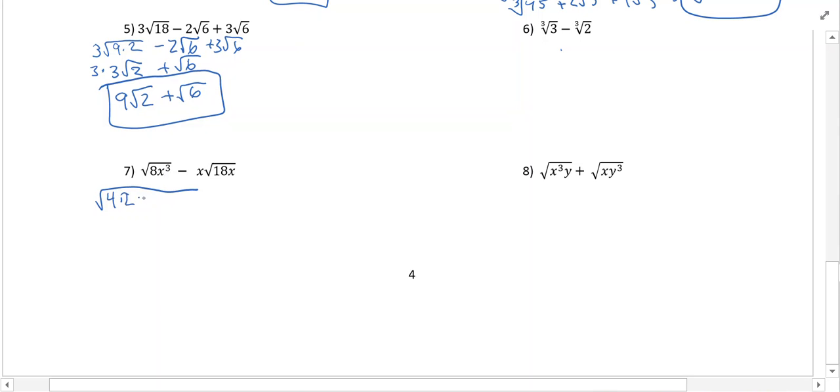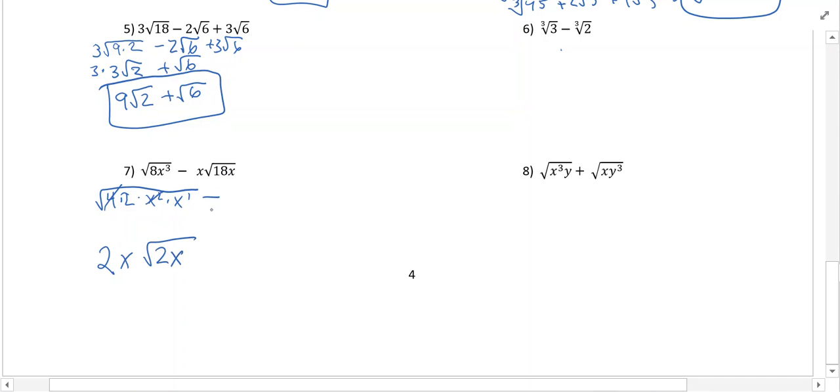And x cubed I can break up into x squared times x to the first. So then when I simplify that, the square root of 4 is 2. The square root of x squared is going to leave me with x. And then I'm left with rad 2x here.